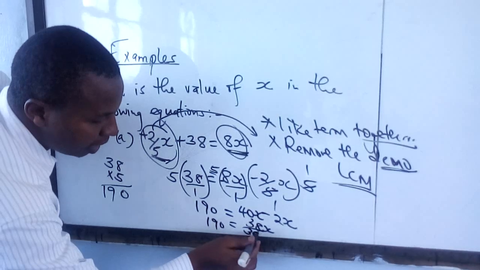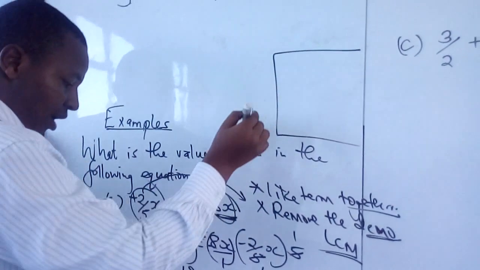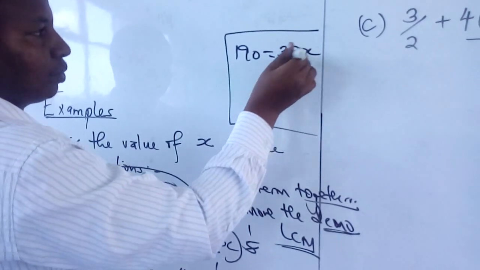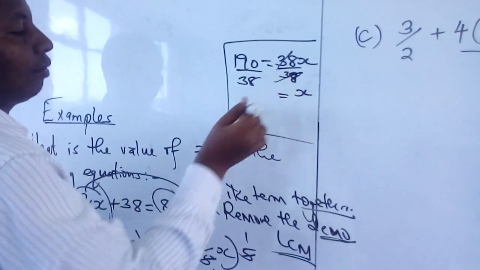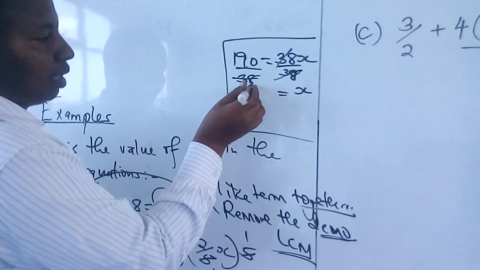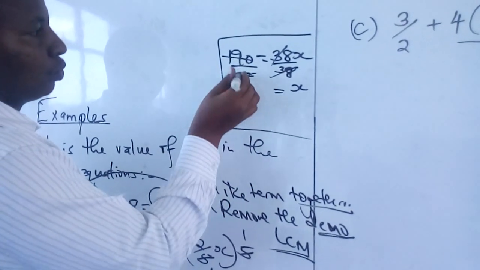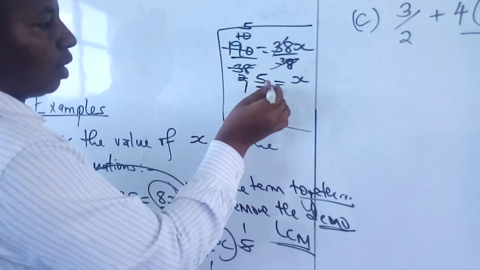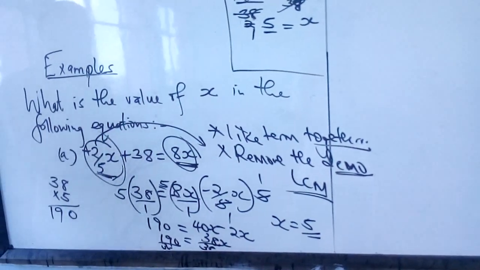Then you divide both sides by 38. So here we have 190 equals 38x. You divide by 38, so what is our x? If you look at the two, they are divisible by 2, or we can divide by 19. 19 into 190 is 10, then divide by 2 to get 5. So our x is 5. The value of x is 5. So we have solved the equation.